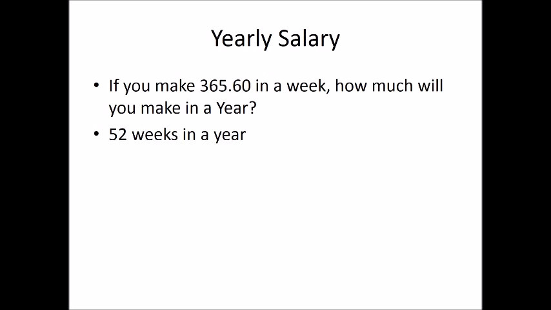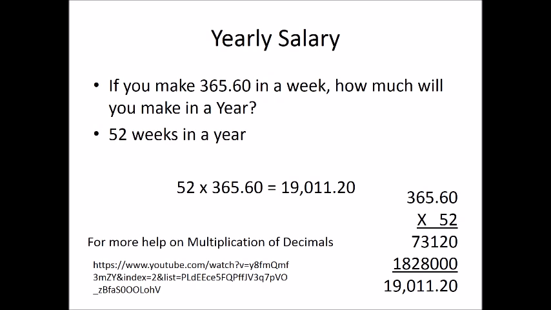For some reason, people make this error very often. They actually times it by 54. It's 52. Just remember 52. Throw it in your notes somewhere. But 52 times 365.60. I'm going to show you the big, long multiplication over here.